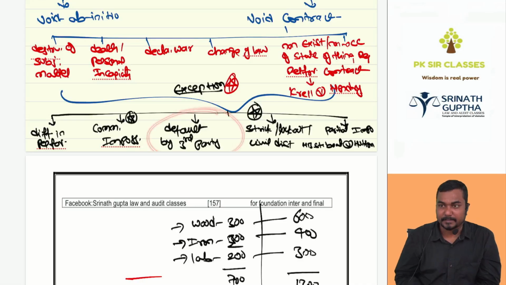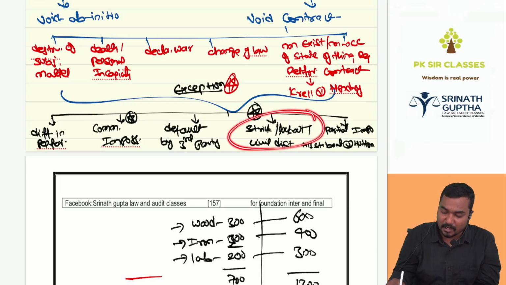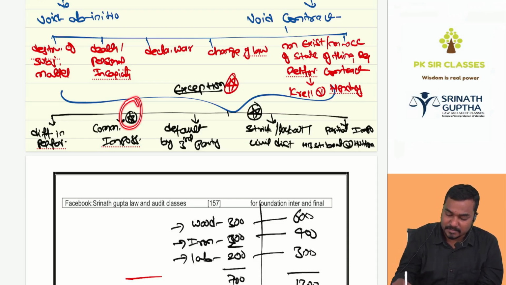Next one, default by a third party. I have to give rice to Nikhil. Unfortunately, the rice mill people are unable to supply the rice. Can I say the contract is discharged? No. It's my headache. I should purchase from some other person. Next, strikes, lockouts and civil disturbances. Questions will be there, one or two questions.